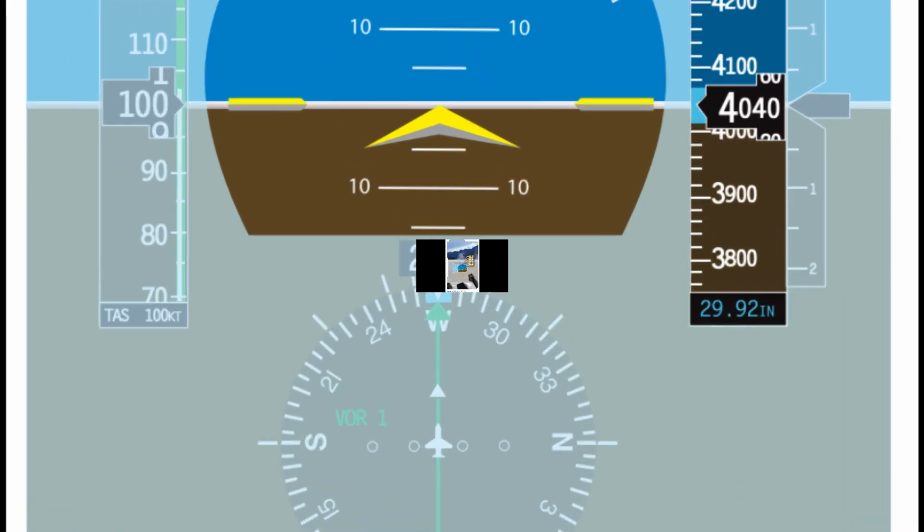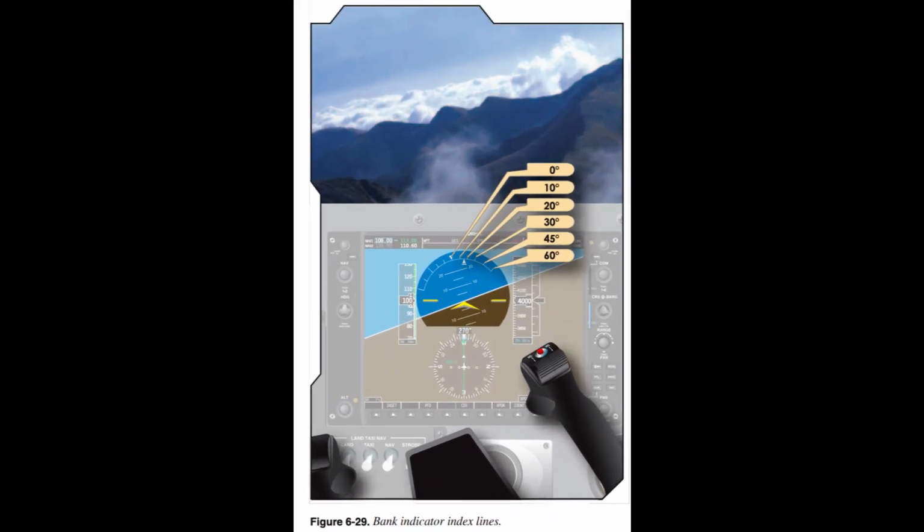Bank control. Precise bank control can be developed utilizing the roll pointer in conjunction with the roll index displayed on the attitude indicator. The roll index is sectioned by hash marks at 0 degrees, 10 degrees, 20 degrees, 30 degrees, 45 degrees, 60 degrees, and the horizon line, which depicts 90 degrees of bank. Figure 6.29. The addition of the 45 degrees hash mark is an improvement over conventional attitude indicators.